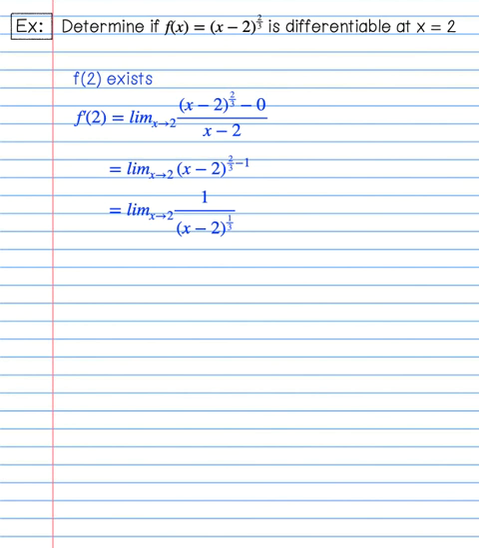So that's going to end up giving me a negative 1/3 power, so I'm going to drop that back down into the denominator. So now if I plug in 2, I get 1/0, which is undefined, so my limit does not exist. So I might want to check from the left and right.